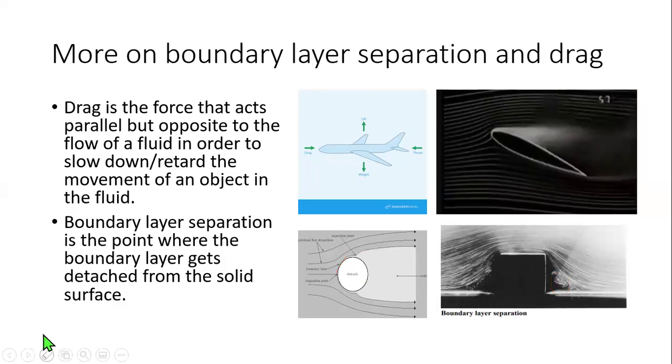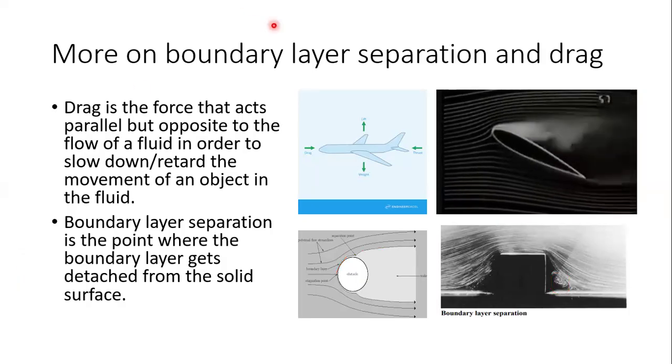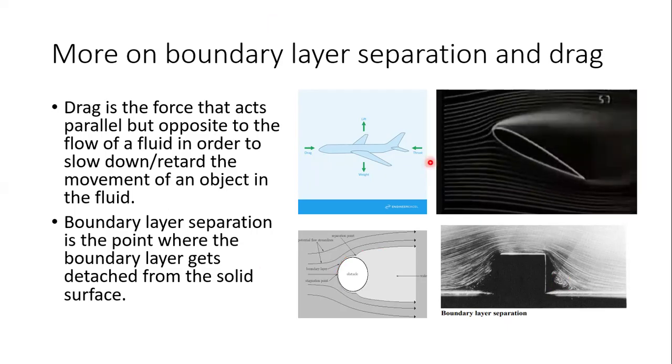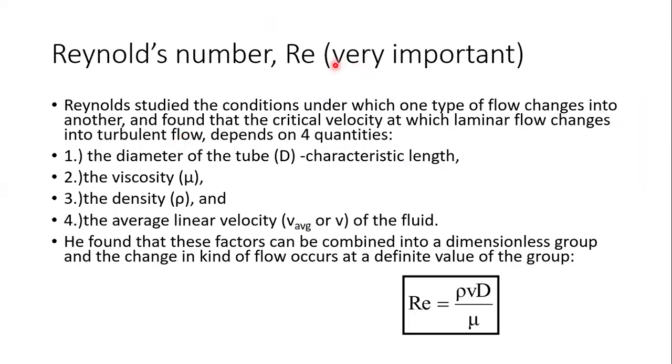Okay. So we can look at Reynolds number now. Okay, Reynolds number is very important. Yesterday, someone said I said it's not important. Please, it's very important. Okay. Reynolds number is what we use to determine whether we have laminar or turbulent flow. So Reynolds studied the conditions under which one type of flow will change into another. And he found out that the critical velocity at which laminar flow changes into turbulent flow depends on four quantities.